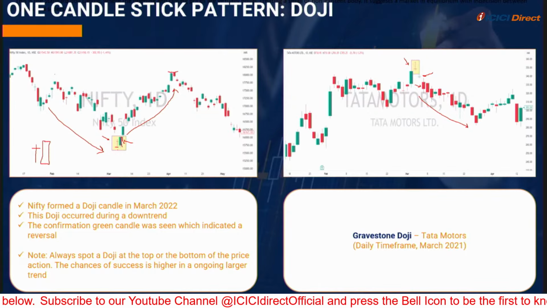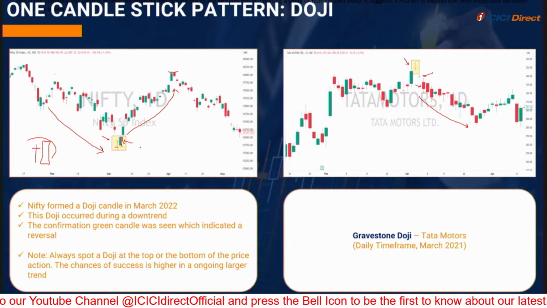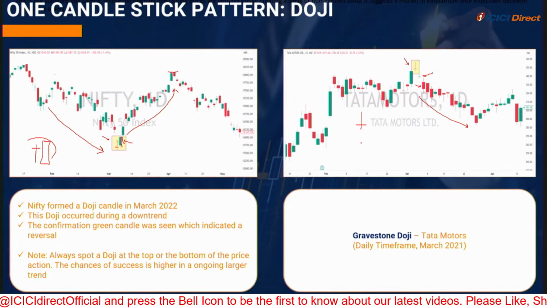The next candle was a green candle. I'm sorry, I'm using a red pen here. We saw a green candle, which gave me a confirmation that there are buyers in the market and I can buy this stock, and from there it moved up. In the gravestone doji, we'll have a longer upper shadow and a smaller lower shadow, something like an inverted plus sign. And we wait for a confirmation. Here there was a confirmation after the second candle, and once that confirmation was there, I could have exited and moved ahead. So this is what doji is.